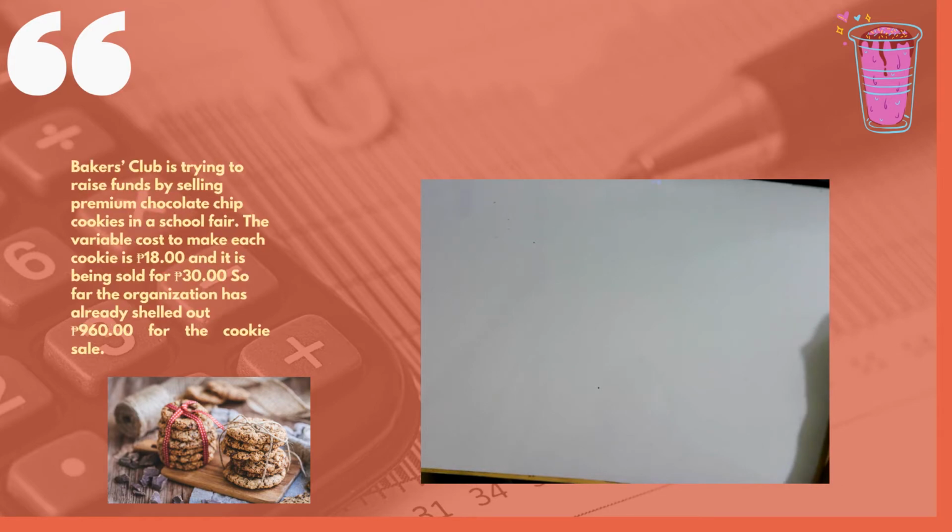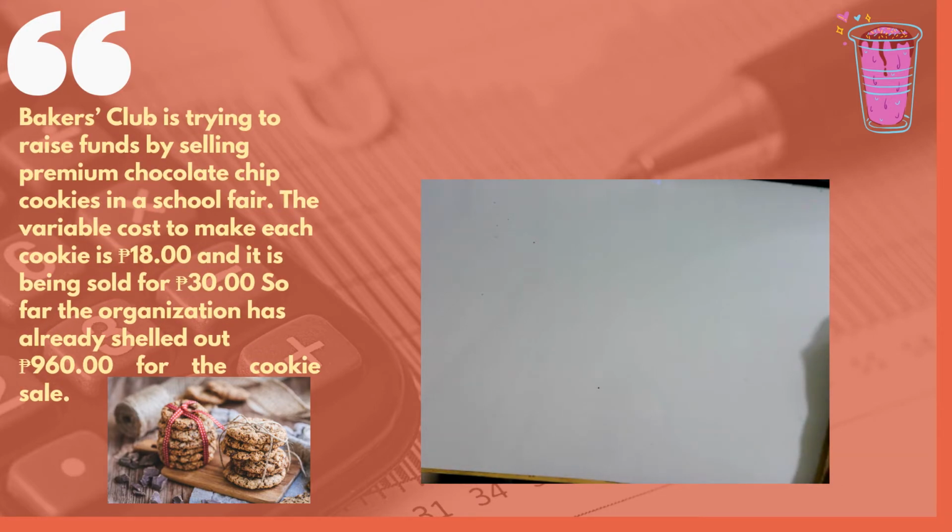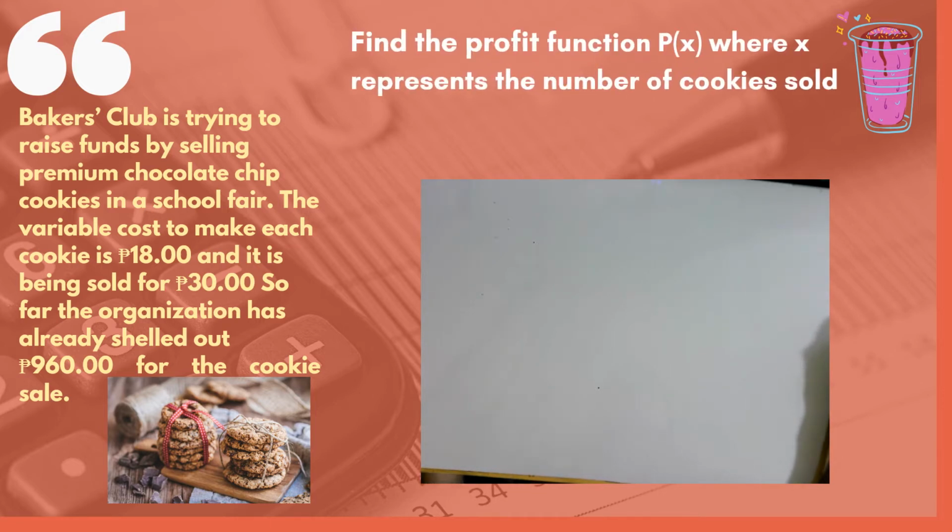Next problem. Baker's Club is trying to raise funds by selling premium chocolate chip cookies in a school fair. The variable cost to make each cookie is 18 pesos and it is being sold for 30 pesos. So far, the organization has already shelled out 960 pesos for the cookie sale. Find the profit function P of x, where x represents the number of cookies sold.